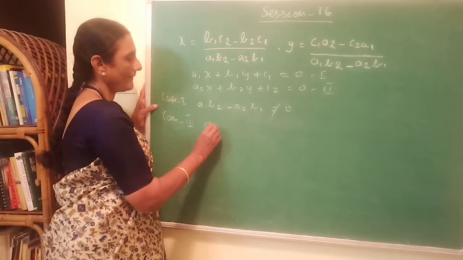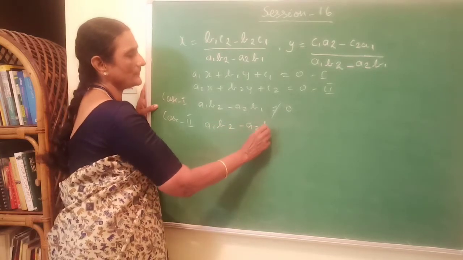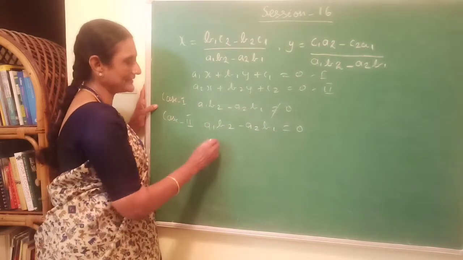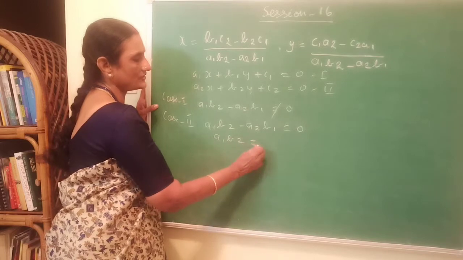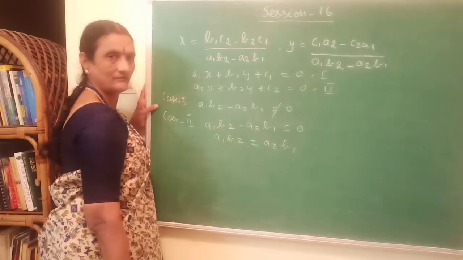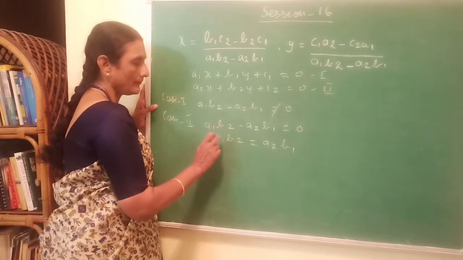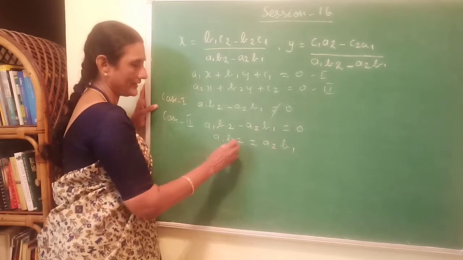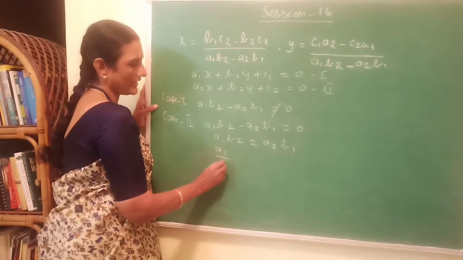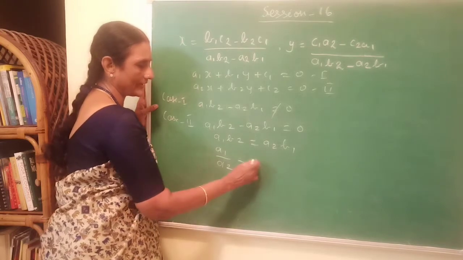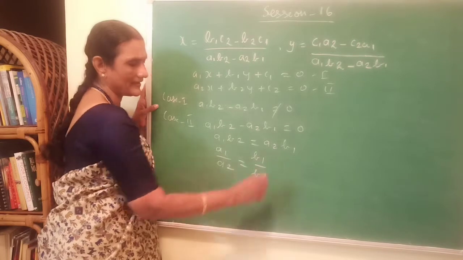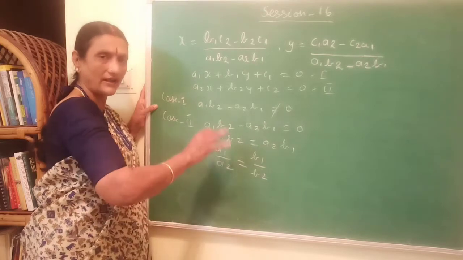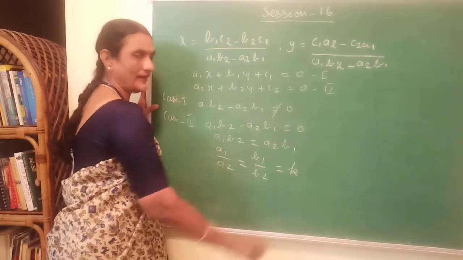Case 2 is what? A1B2 minus A2B1 equals 0. Now if that is the case, you will get A1B2 is equal to A2B1. Now I am going to bring that A2 to the other side, and B2 too, either way I can do it. So I will get A1 by A2 equal to B1 by B2, in which case A1 by A2 and B1 by B2 are equal. Let us take the value to be k.